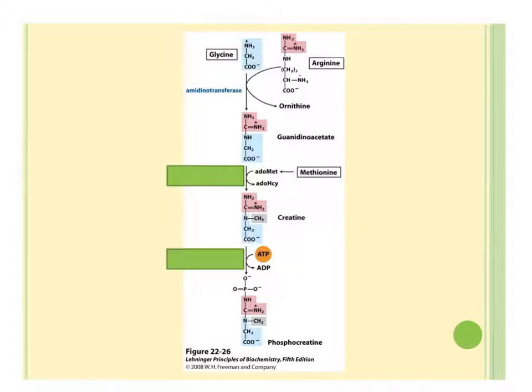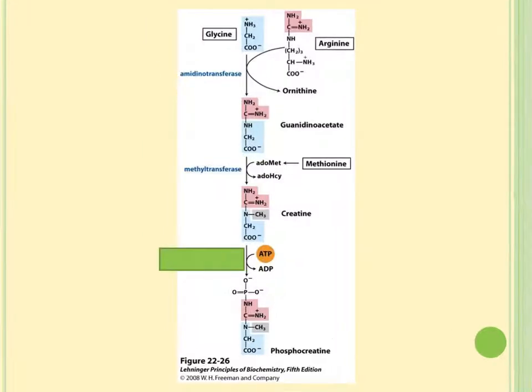What does Adomet do? It just does the same type of reaction over and over again. There's a class of enzymes that's what they use it for primarily. It's a methyltransferase, and that's all you need to know. You're methylating guanidinoacetate to make creatine. And then last but not least, we have creatine becoming phosphocreatine at the expense of an ATP.